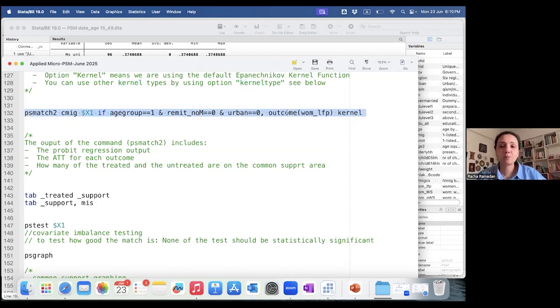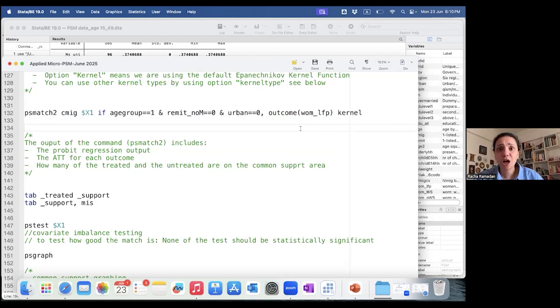This is why I have to specify to STATA which one to use. And here I wanted to start with a more advanced or complicated method, not the simple one of matching, which is the kernel method. The output of the command PS match 2, which I will show to you now, includes 3 parts.